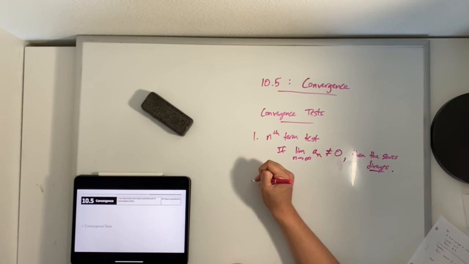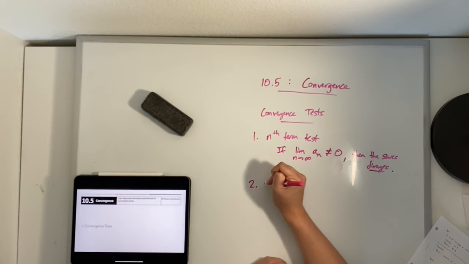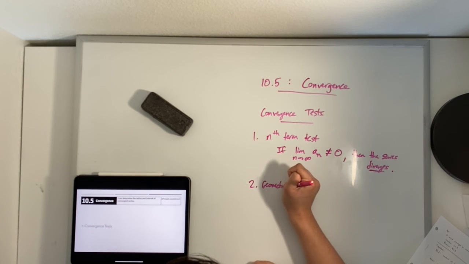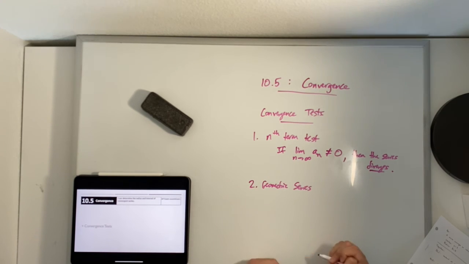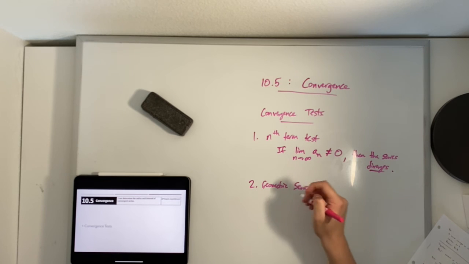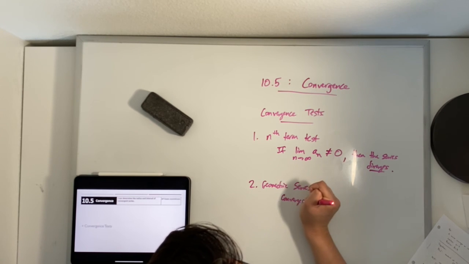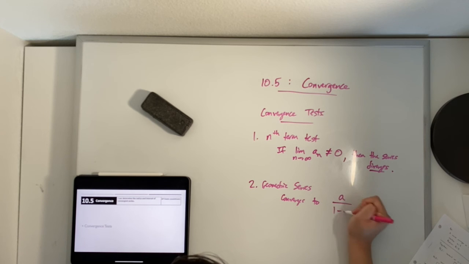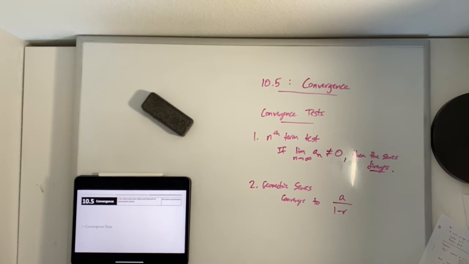Okay. The second test that we actually already have is our test for a geometric series. If a series is geometric, then we know it converges to a over 1 minus r, where a was the first term in the series and r was the common ratio of the series. Okay, so we exploited this quite a bit when we were talking about geometric series and power series near the beginning of this unit.